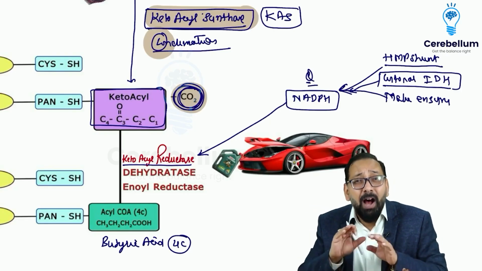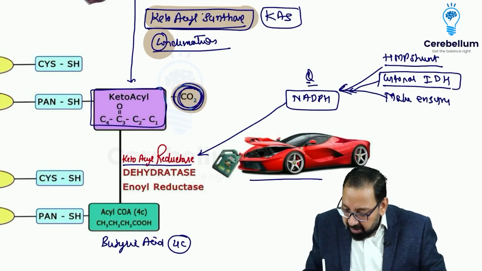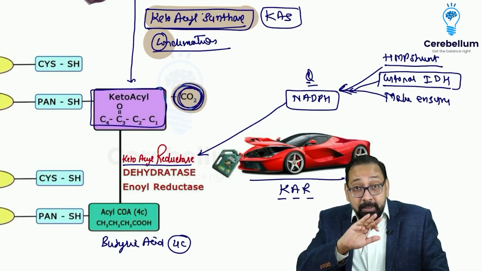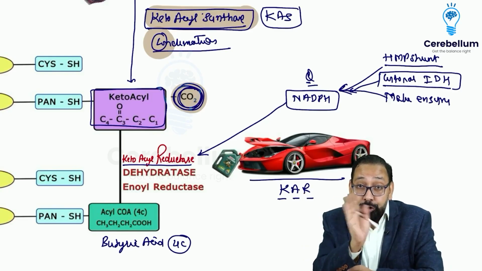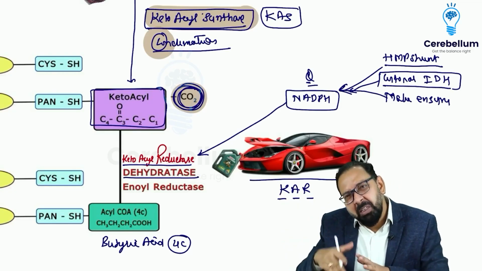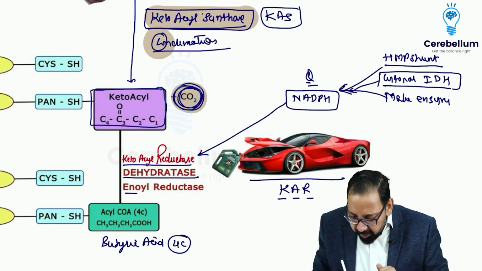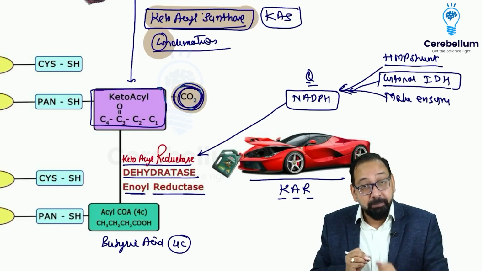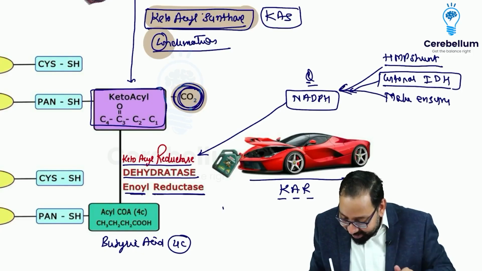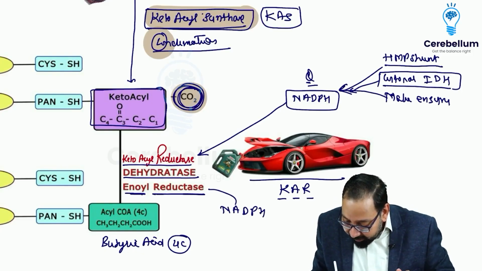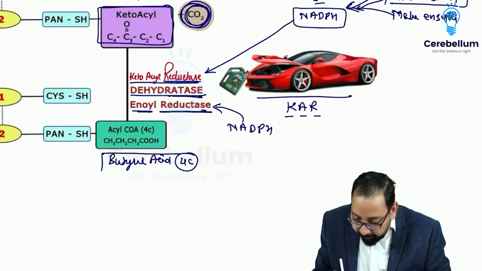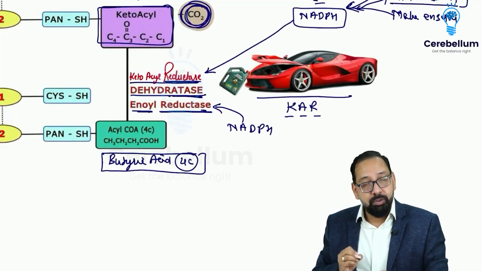Now dehydratase. How will you remember this sequence? KAR. Ketoacyl reductase. Yes, the wiper on the car goes swish, swish, swish, water is removed. Dehydratase. Now engine oil is also reduced in your car. Engine oil reductase. And whenever reductase, you require NADPH. Again, NADPH. So reductase, dehydratase, reductase, and the 4 carbon fatty acid, butyric acid, is produced.